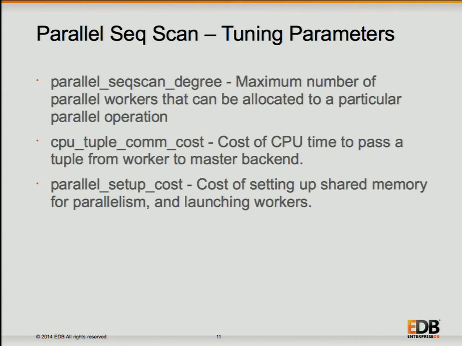And then the biggest cost in all this is the setup of the workers or the dynamic shared memory, which we do in the beginning of the parallel operation. So this is the parallel setup cost, which includes the setting up of dynamic shared memory and the workers and all the stuff we do before starting the parallel scan.